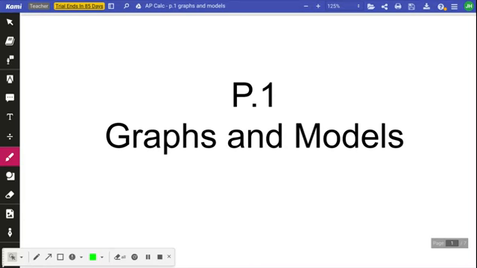I am recording from home, so if you hear puppy sounds or baby sounds, that would be why. I'm also experimenting with a program to do these recordings, so you'll just have to bear with me. If we don't like it, we'll do it differently next time.